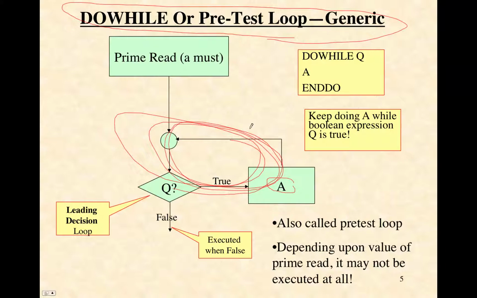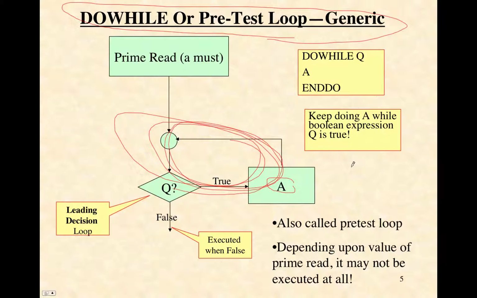However, interesting thing here is that depending upon the value of the prime read, it could be that q is false to begin with. You can say, why have the loop? Well, yeah, in that case loop is not needed. But that's a possibility in the program that might exist. So loop may not be executed at all. So pretest loop has this condition, this property, that there is a possibility that they may not execute at all.